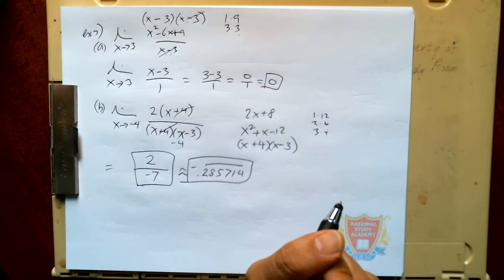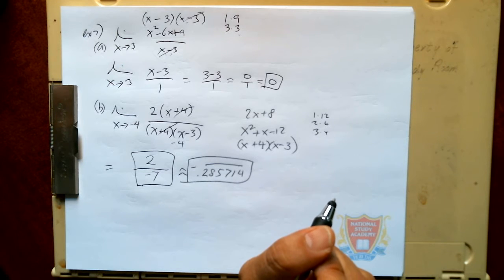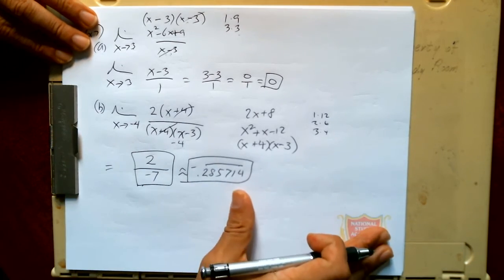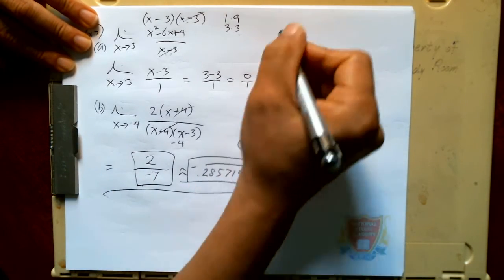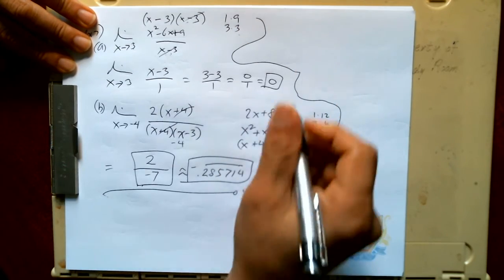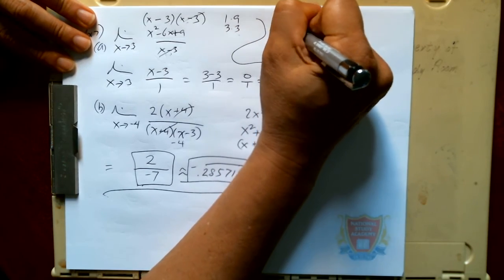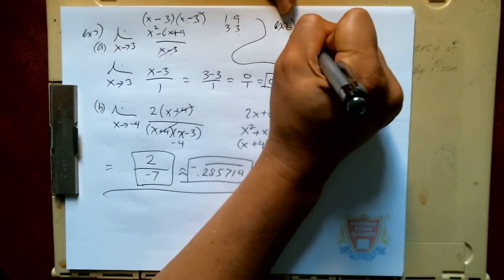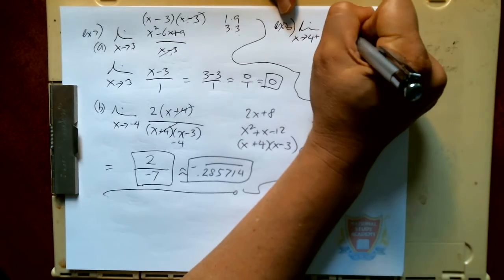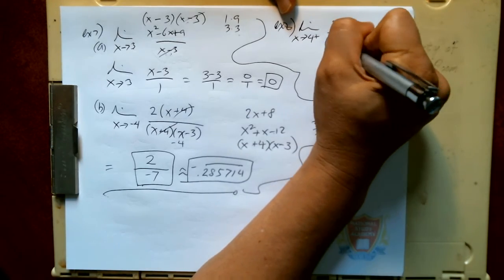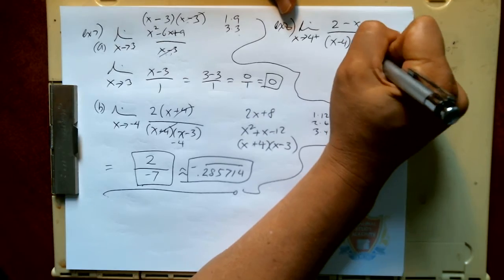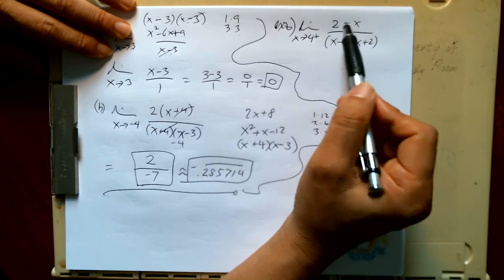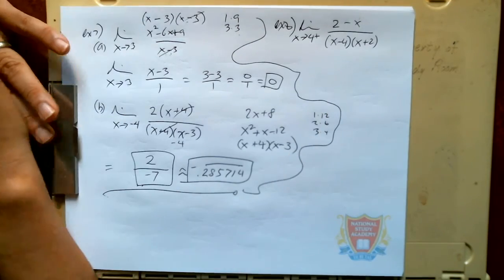Example 8. Let's try to do example 8 right here. I think we have enough space to do it. Limit as x approaches 4 from the positive side of (2 minus x) over (x minus 4) times (x plus 2). You notice that nothing cancels with these factors, so unfortunately you can't do anything about them.